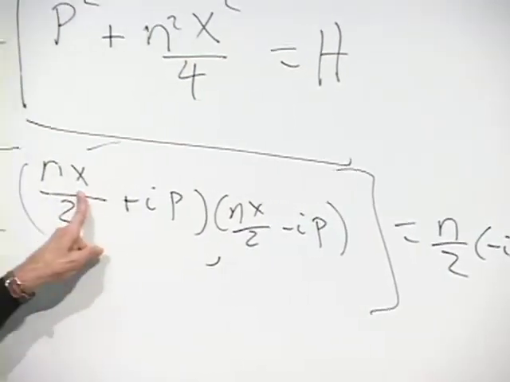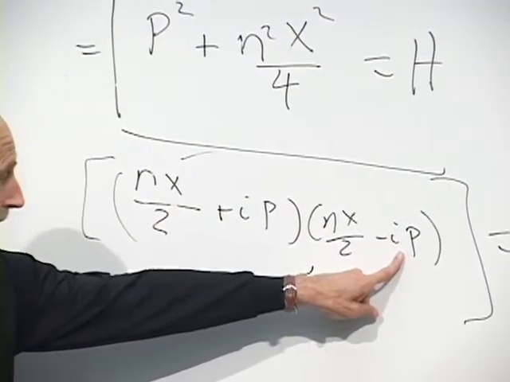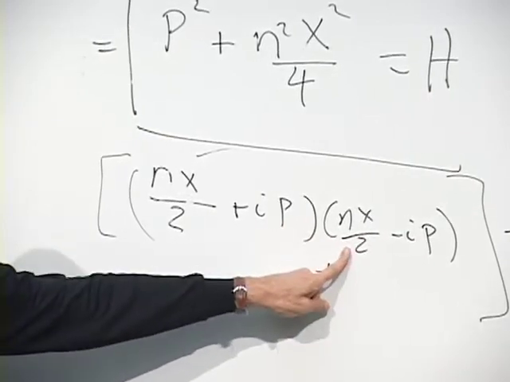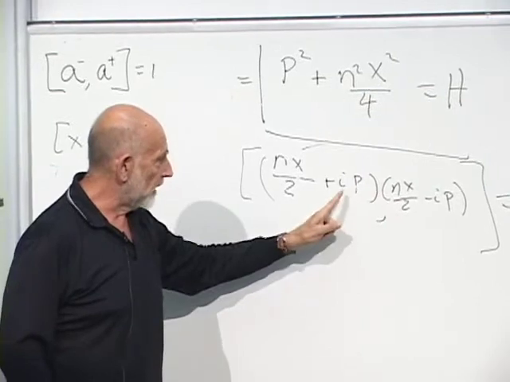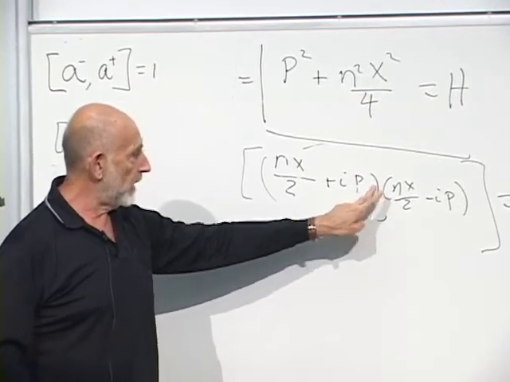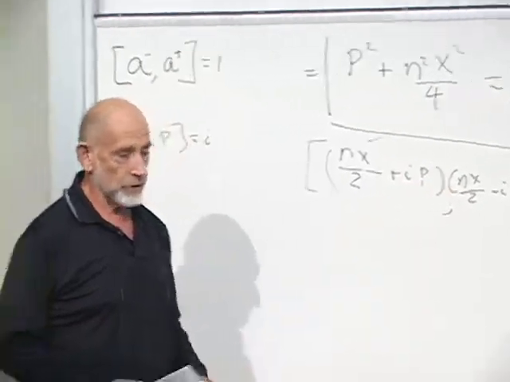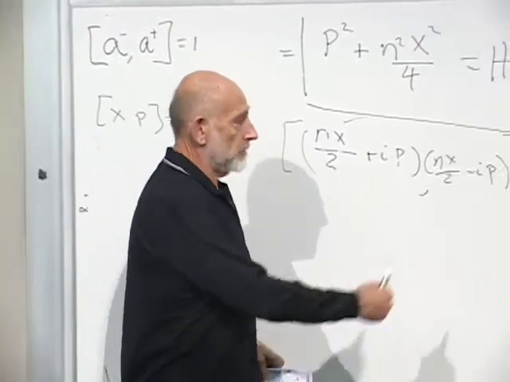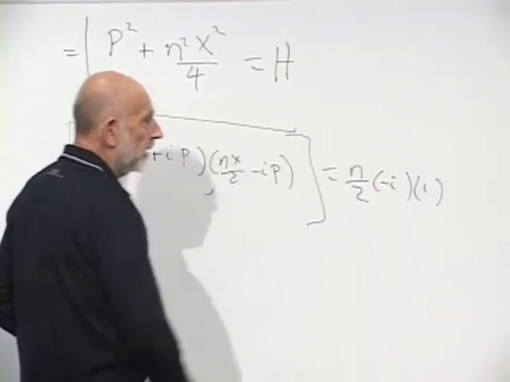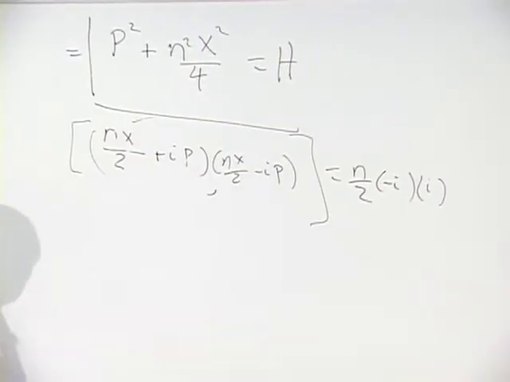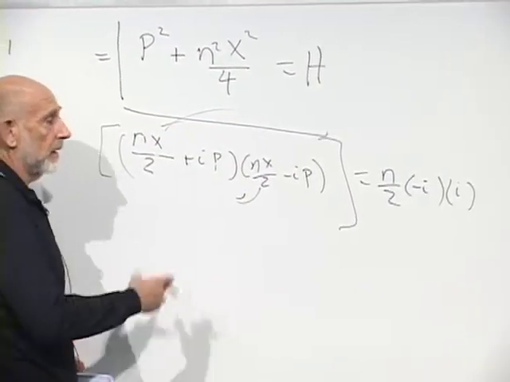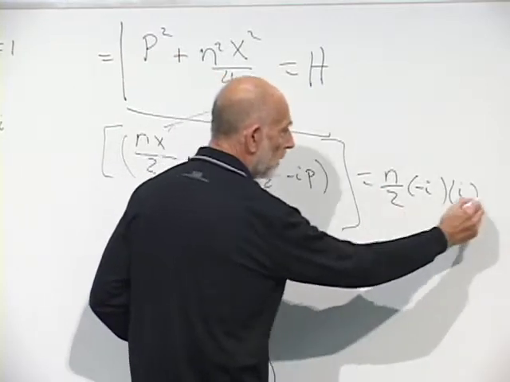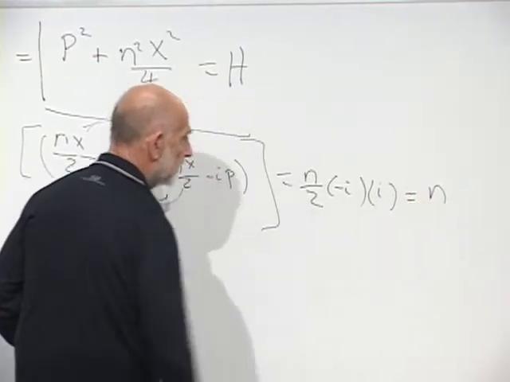That's the commutator of this guy with that one. How about this one with this one? Again, I see an n over 2, I see an i, but now I have the p's and the x's in the opposite order. The result is exactly the same thing, just double it. So this one and this one give you the same thing. It just doubles. All of this just gives us n.